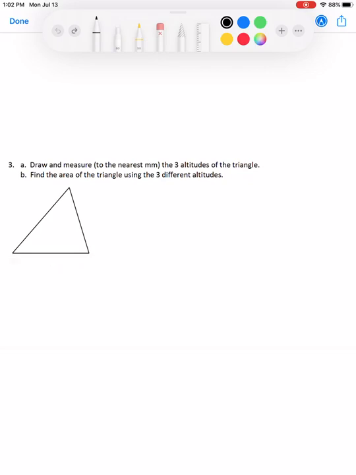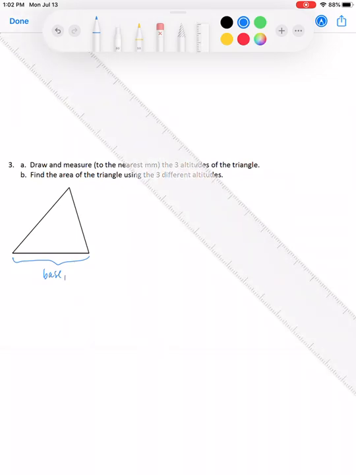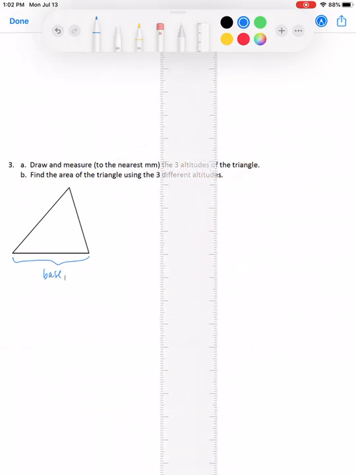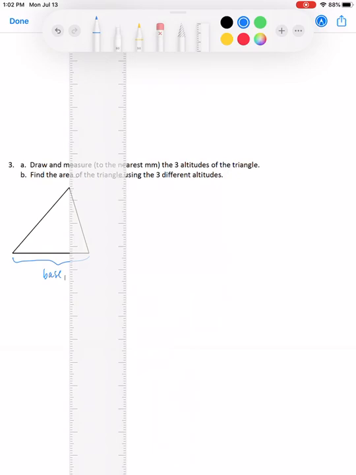And I'm going to do it in blue, because I'm going to use different colors for the other bases. This is the first base, base 1 I'll call it. And in order to get base 2, you need to find the altitude. So I'm going to use my ruler here, put the altitude here, where it's a 90-degree angle from the base, from the bottom to the top. Okay, and I'll mark that off, 90 degrees.